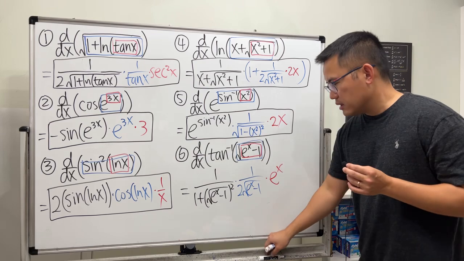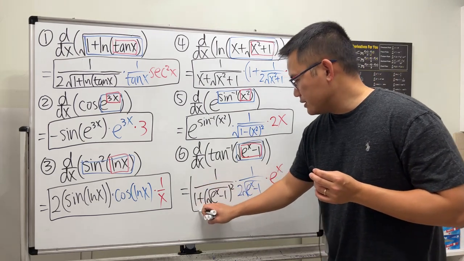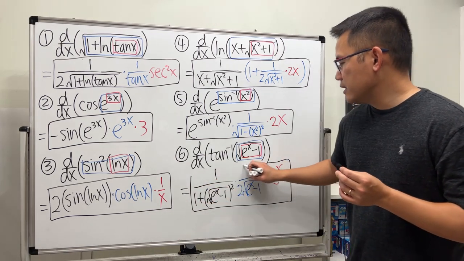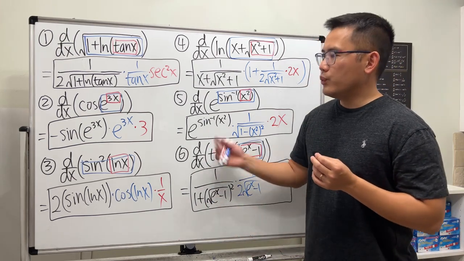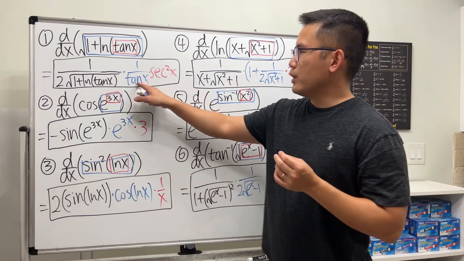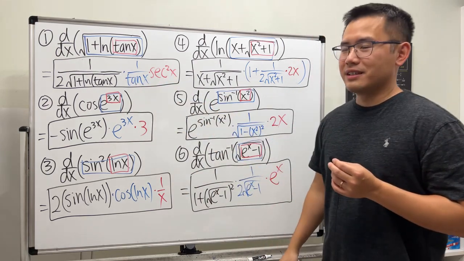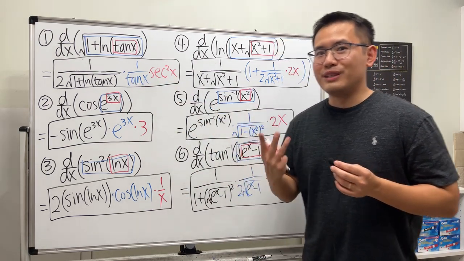So that's it. Alright, so 6 chain rule questions with inverse functions, and also notice that we use chain rule twice. The blue one is the first time, and then the red one is the second time. But technically, we have 3 layers.